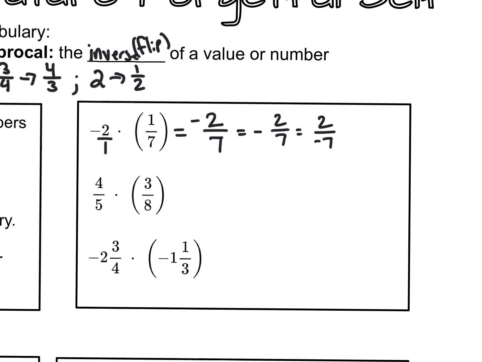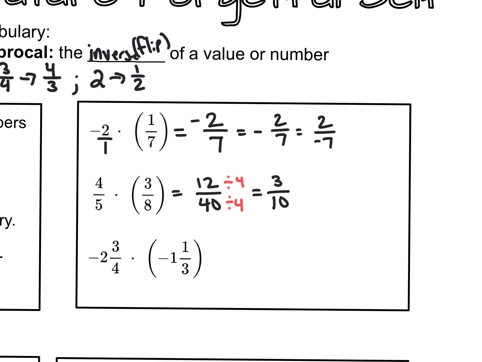All right, so our next one, we are just going to multiply across. So I'm going to start with 4 times 3, which is 12. And then I'm going to multiply across with my denominators, which is 5 times 8, which is 40. And then in this case, I'm going to look, because I know I can simplify it. Both of these have a common factor of 4. So 12 divided by 4 is 3. 40 divided by 4 is 10. There are no more common factors. Now I'm going to go back. I have a positive times a positive, so my answer will stay positive.